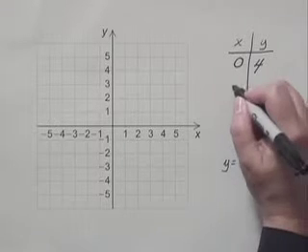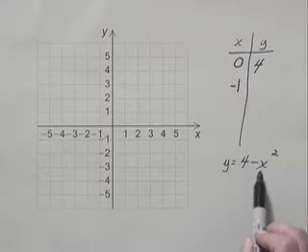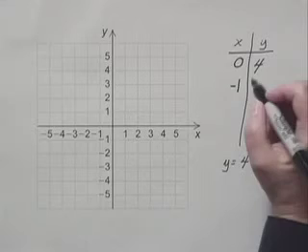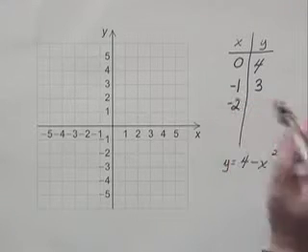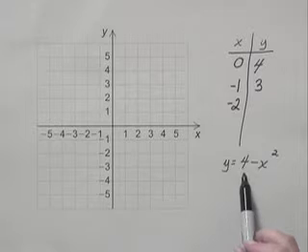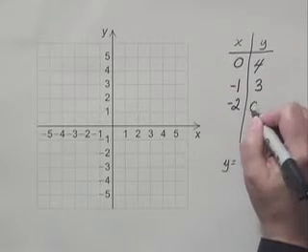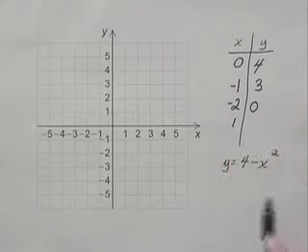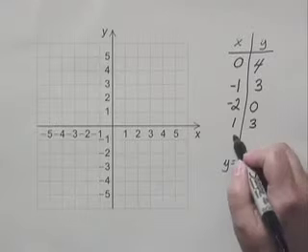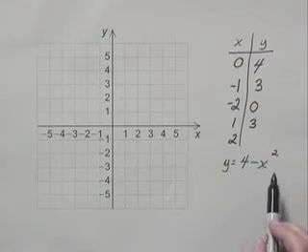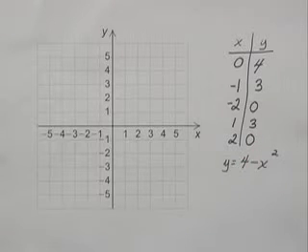Let's let x be negative 1. Then y is 4 minus negative 1 squared, or 4 minus 1, which is 3. Let's let x be negative 2. Then y is 4 minus negative 2 squared, 4 minus 4, or 0. When x is 1, y is 4 minus 1 squared, or 3. When x is 2, y is 4 minus 2 squared, or 4 minus 4, which is again 0.